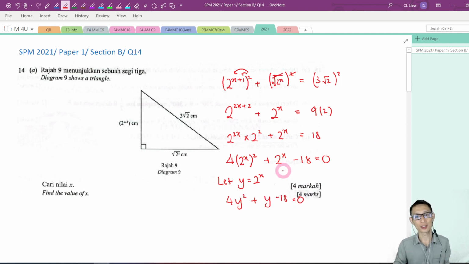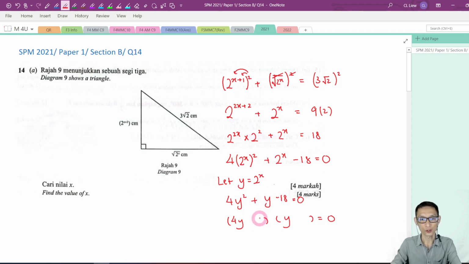You can use a calculator to help you do the factorization, or you can just do it manually. So this is 4y, this is y. I want 18. This one 9, this is 2, let me check. So 9y, this is 8y, so I want plus y, here will be plus, here will be minus.